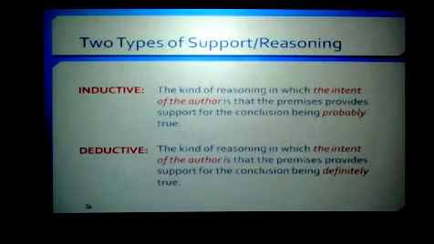Another thing to notice is that there's a difference between inductive and deductive arguments in terms of what kind of intent the author has. For inductive arguments, the kind of intent is that the premises provide support for the conclusion being probably true. Whereas for deductive arguments, the kind of intent is that the premises provide support for the conclusion being definitely true.